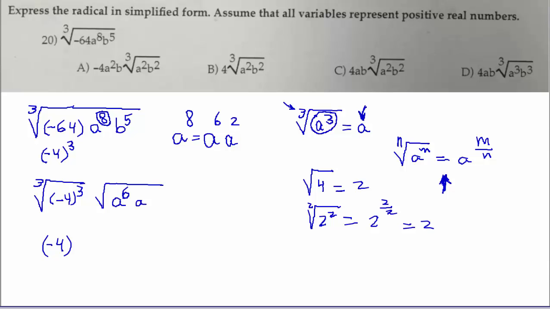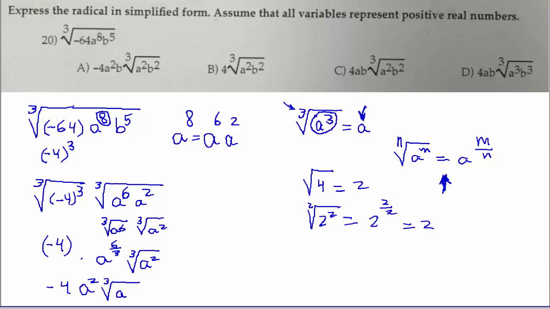So at least I can take this portion out. This portion here I cannot do much with because I don't have 3 of a kind. But this would be a to the power of 6 over 3, according to m over n, which is 2. This portion I have to leave under the radical. So far I have minus 4, a to the power of 2. This came out of the radical, but this stayed under the radical.